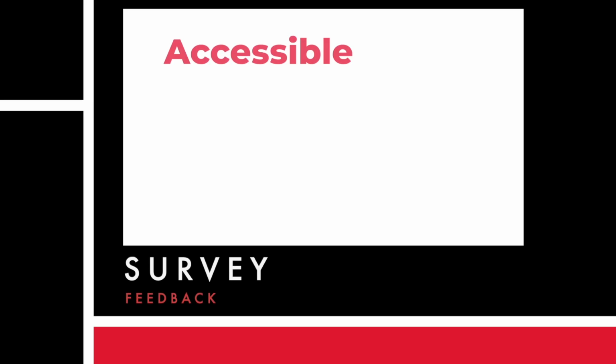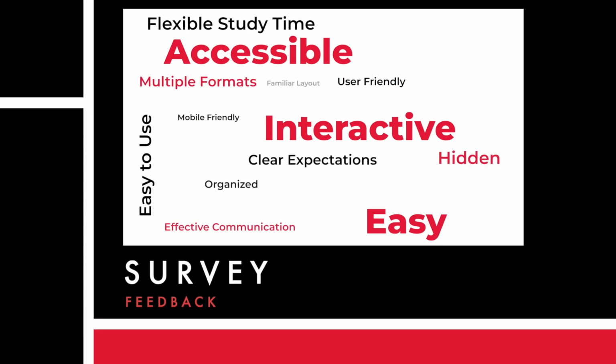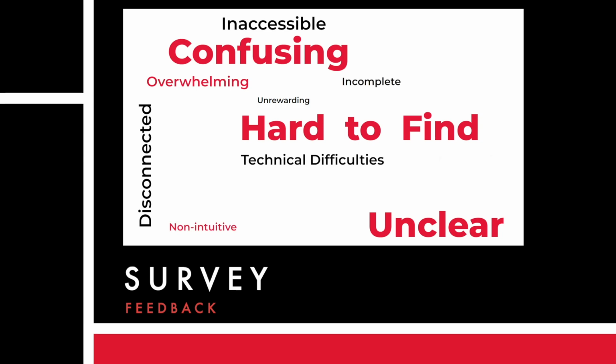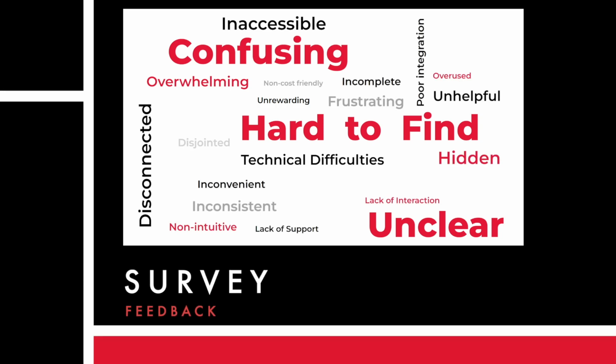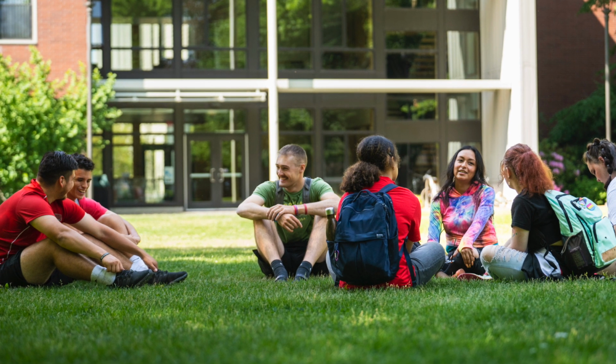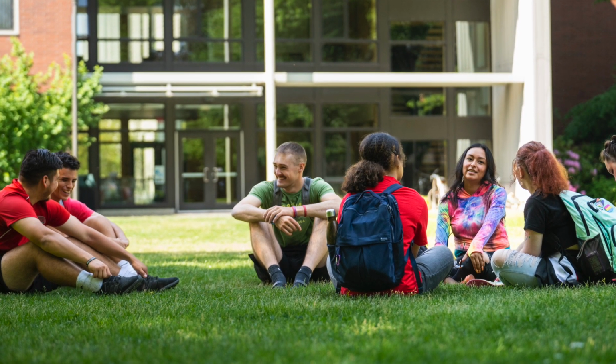On the one hand, we heard classes were accessible, interactive, and easy. On the other side, there was confusion. Things were unclear, hidden, and hard. Students also told us we need to prioritize structure in Canvas.